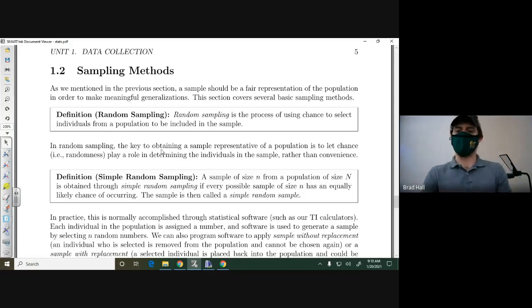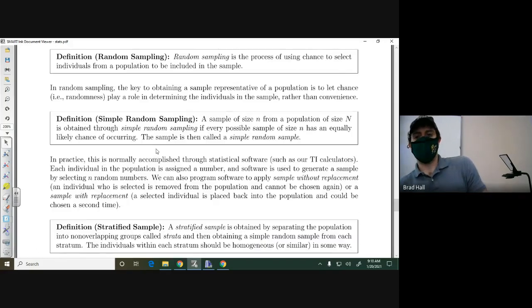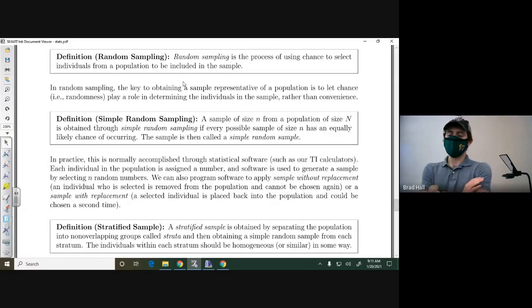And what that leads into, more so I want to focus on simple random sampling. A sample of size little n from a population of size big N, so little n would be the number of people in the sample, and big N would be the number of people in the population, is obtained through simple random sampling if there's an equally likely chance of any person in the population being chosen.